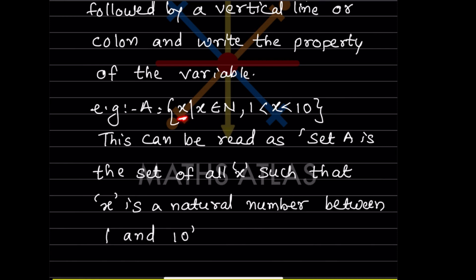You can see here x such that x is a, what is this N? N stands for the natural number. X is a natural number between what does this mean? Between 1 and 10. So set of all x such that x is a natural number between 1 and 10. So you have to read it this way.